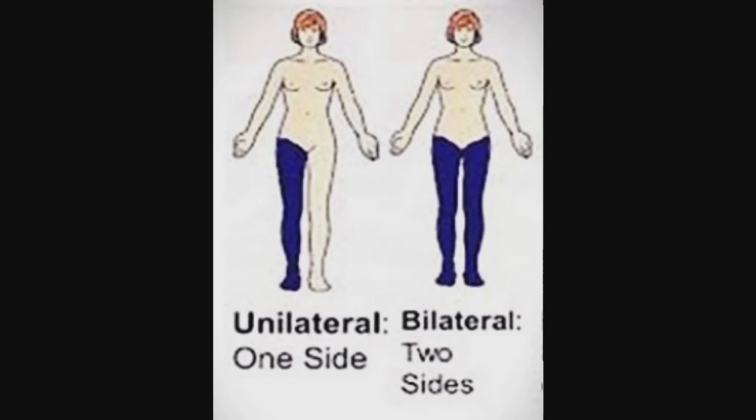Last is unilateral. Definition is one side, and bilateral, the opposite of unilateral, two sides. Unilateral is one side and bilateral is two sides. You see the picture. These are all some basic terminology which are mostly used in anatomy.